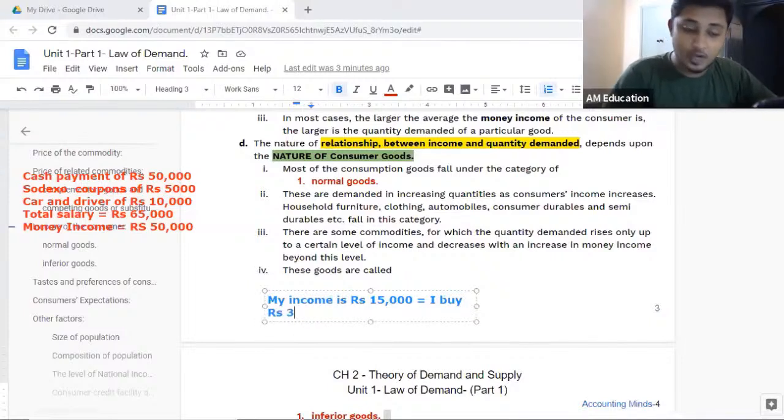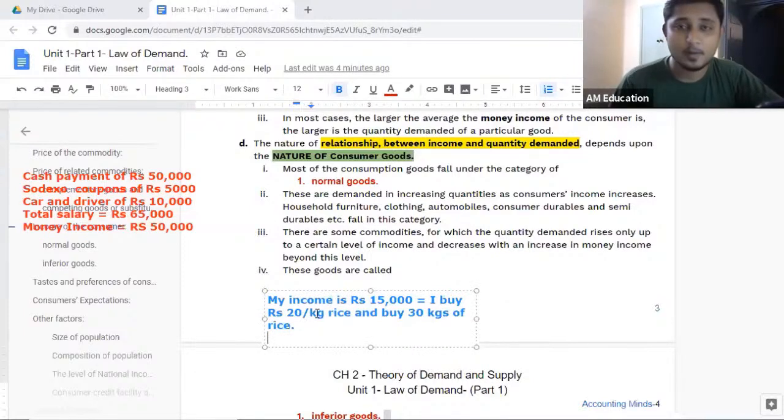So I buy rice at rupees 20 per kg. Assume four people in one day eat 1 kg of rice. So that is 30 kgs of rice per month. So this is the first point. My income is rupees 15,000, and I need 30 kgs of rice per month, so I can afford only 20 rupees per kg rice. How much is this costing? 30 kgs into 20 is?